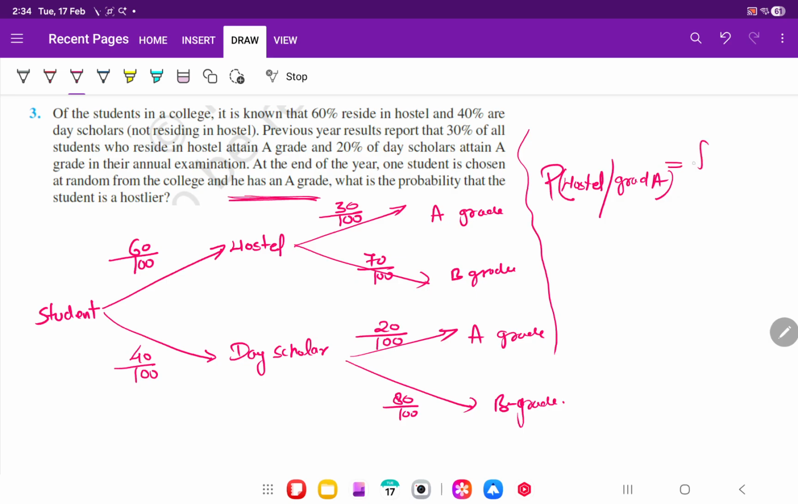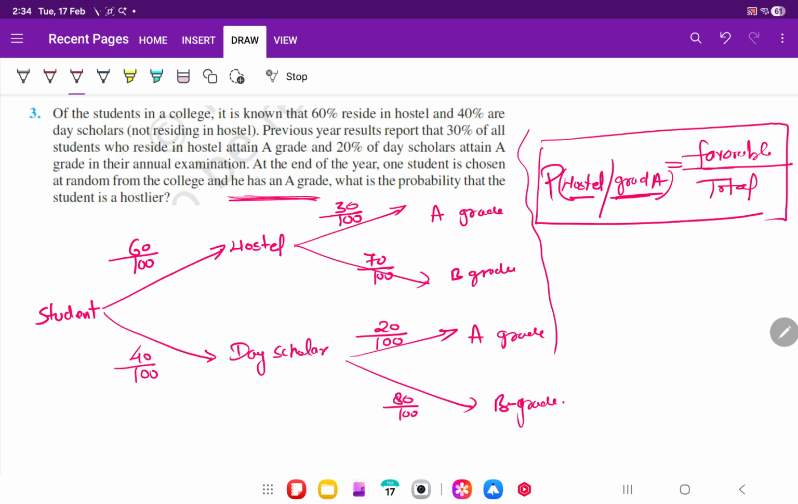So the formula will be favorable over total. Favorable means they are living in hostel and they got grade A. Total is everyone who got grade A. This is the condition which always comes down: among those who got grade A, they are the total, and out of that, favorable are those who live in hostel.